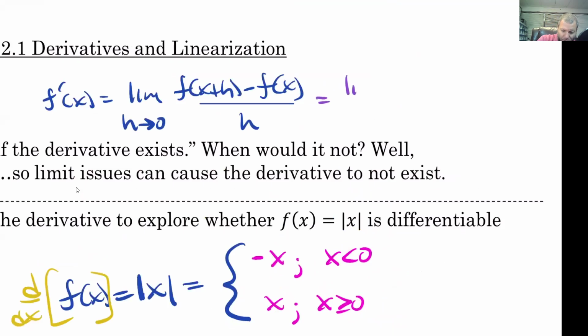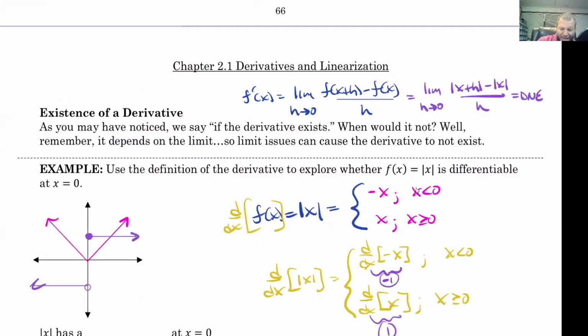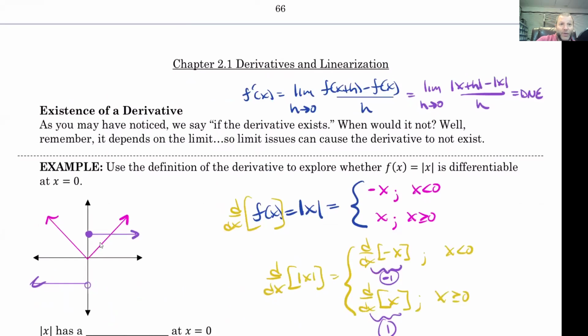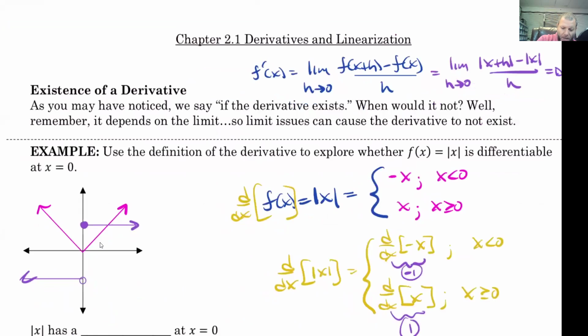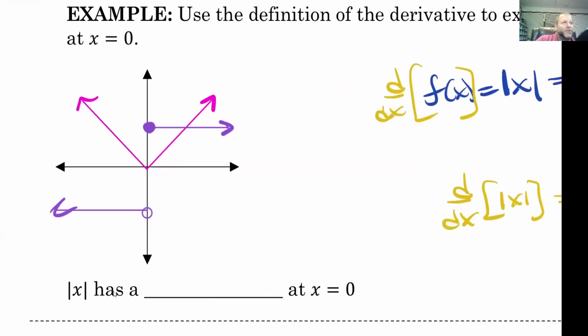What would happen if I did it the other way? I'll leave this up to you if you're bored later on. We'd have the absolute value of x plus h minus the absolute value of x, all over h. Again, when we look at this from both directions, the limit does not exist, because from the left and the right we have this jump. So this limit is undefined, and that creates a problem for a derivative.